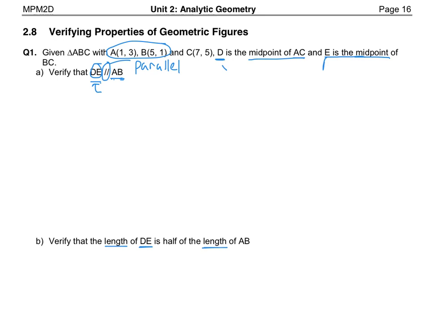For part B, we're asked to verify that the length of DE is 1/2 the length of AB. So that tells me right here I need to find the length of AB. I need to find the length of DE, and I already found points D and E in part A. So use the length formula on both of those and compare.